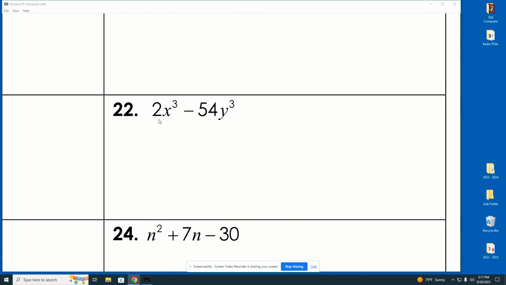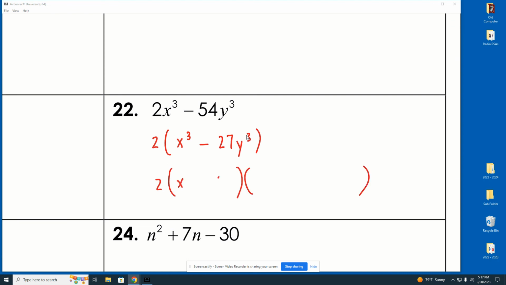Because these are not different, these are not perfect cubes. 2 and 54, go look. They're not on that list we wrote down. And I think that list is pretty much right. I don't think I made any mistakes. But don't forget, you can still pull out a GCF. That leaves me with x cubed minus 27y cubed. And that can be factored using difference of cubes.